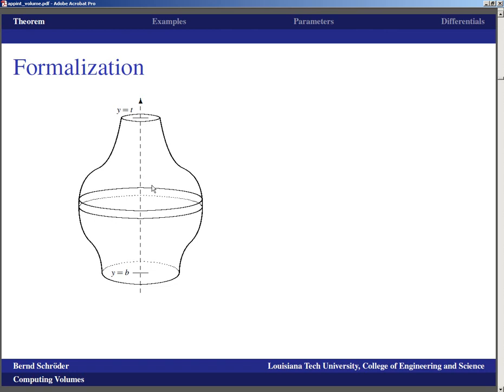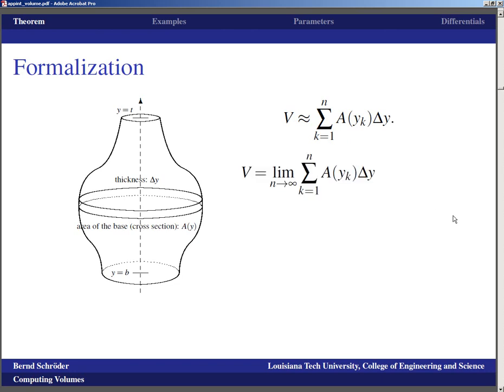What we have seen in the animation on the previous panel was that we've got a bunch of slices. Let's take a look at one representative slice. That slice has a thickness delta y because we're going along the y-axis, and it has a base area, which is the area of the cross-section at height y. That would be the area A of y. The idea then is that the total volume is the sum over all the volumes of these little slices, where the heights of these slices are the delta y's, and the areas of the bases are the areas at every single y_k where every slice starts as we slice this thing along the y-axis.